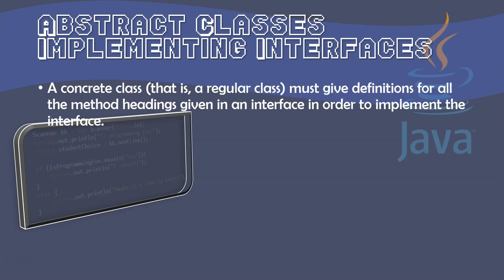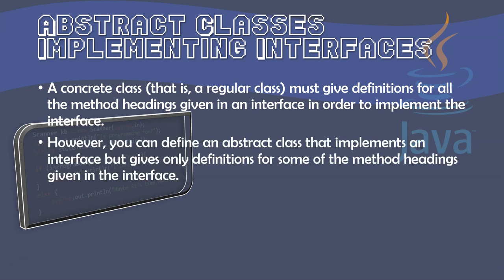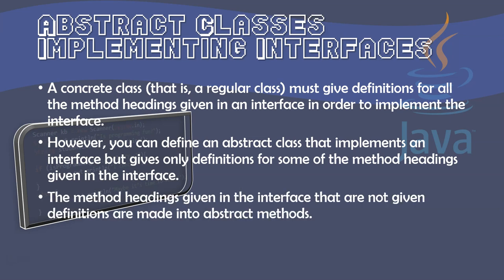Well, a concrete class, or a regular class that we're used to, must give definitions for all the method headers given in an interface in order to implement that interface. However, you can define an abstract class that implements an interface but only gives definitions for some of the method definitions given in the interface. The method headings given in the interface that are not given definitions are therefore made into abstract methods.